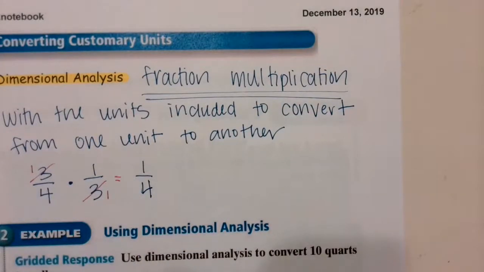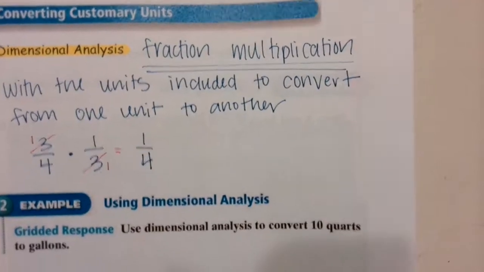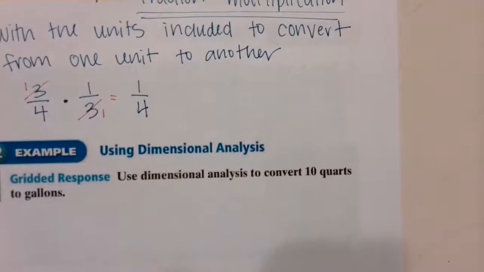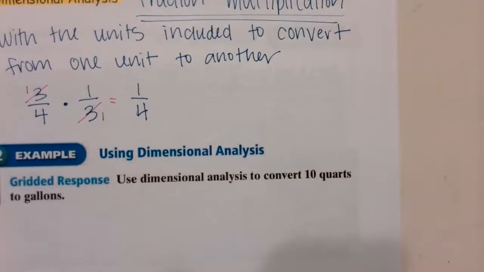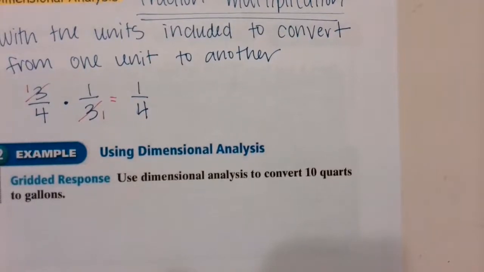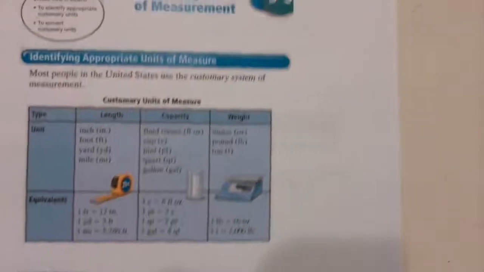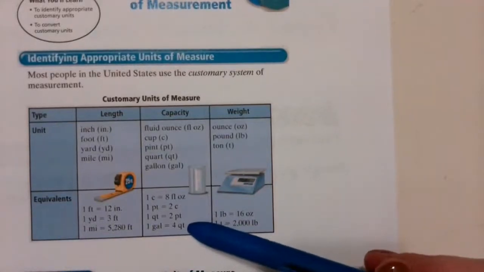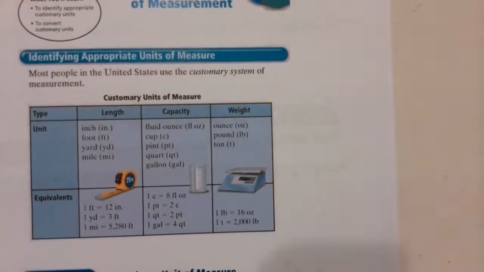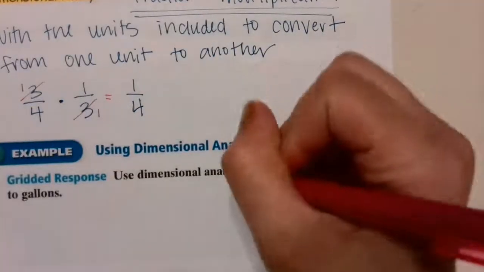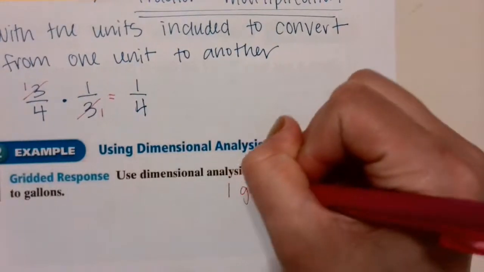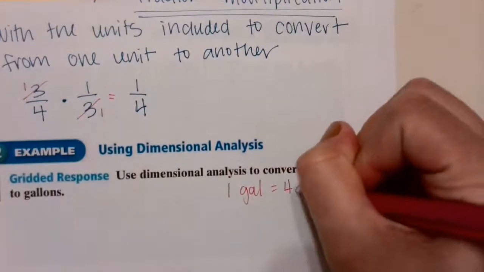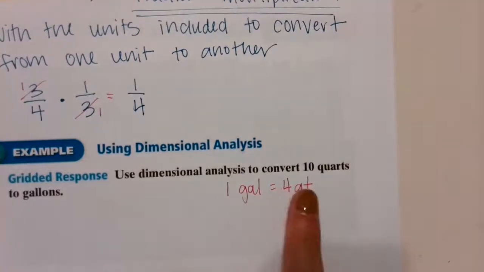So let's take a look at our first example. It says use dimensional analysis to convert 10 quarts to gallons. So what we first need to know is how many quarts are in 1 gallon. If we go back over here to this chart, this is where these equivalents come in handy. It says over here we have 4 quarts in 1 gallon. So that is something I need to write down here. So 1 gallon equals 4 quarts. So these are equal to each other.